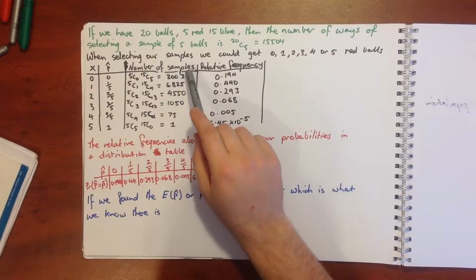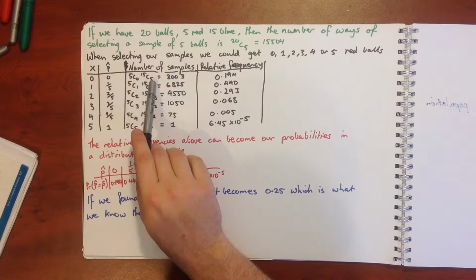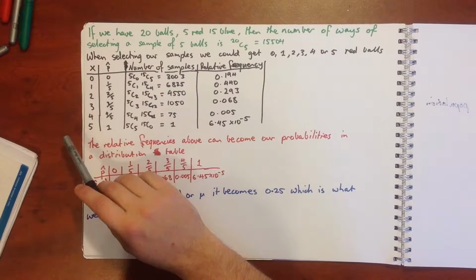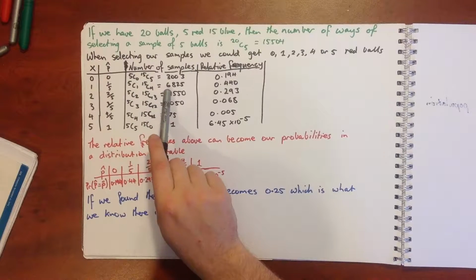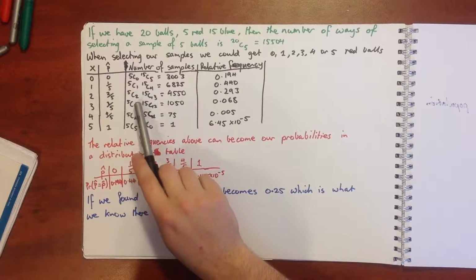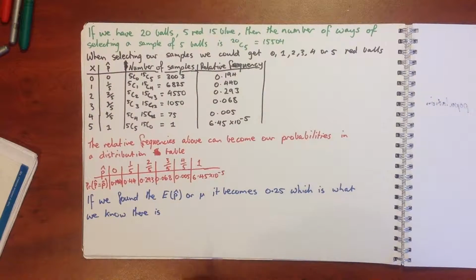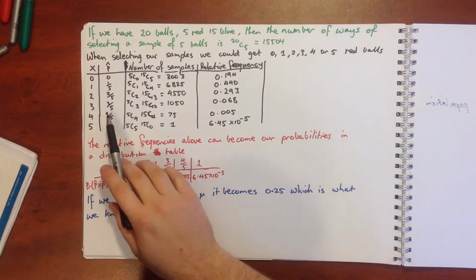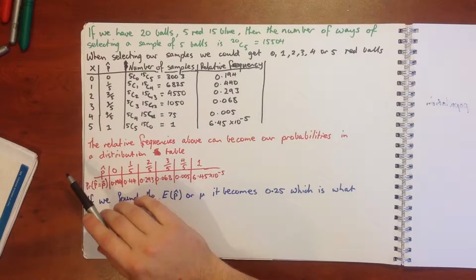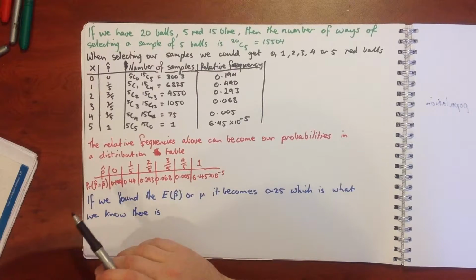The number of samples that would have each of these proportions can be worked out by going 5 choose 0 times 15 choose 5, meaning that we'd have 3,003 ways we could sample and get no red ones. 5 choose 1 times 15 choose 4 gives us 6,825 different ways of selecting just one red one. 5 choose 2 times 15 choose 3 gives 4,550 for 2 red bowls. 5 choose 3 times 15 choose 2 gives us 1,050 for choosing 3. 5 choose 4 and 15 choose 1 gives us 75 for choosing 4 red bowls, and 5 choose 5 times 15 choose 0 is 1, because there's only one way of selecting the 5 red bowls.